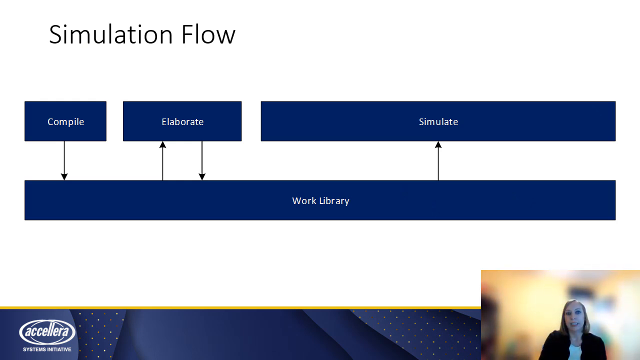Following a recent ASIC project retrospective, I was asked to explore methods for improving simulation efficiency at my organization. In exploring the methods, it helped to first understand the simulation flow, which is shown in this diagram. The source code for the design and the test bench is compiled into a work library. Then that work library is elaborated. Finally, the elaborated snapshot is simulated.